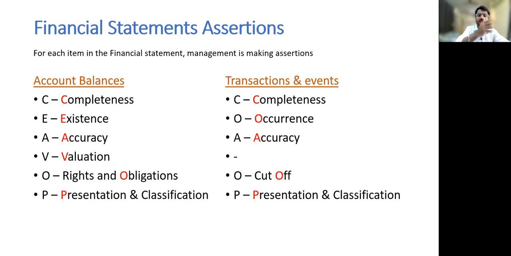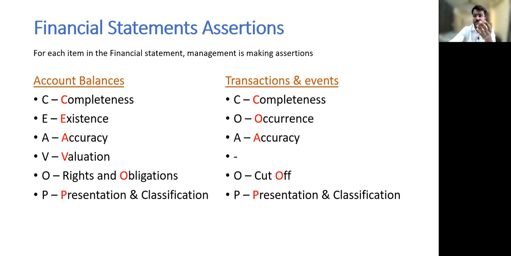It is similar to the completeness of balance sheet items, right? So completeness is the same. Next, occurrence. Occurrence is similar to existence. Your balance sheet items, we were checking, right, that whatever has been recorded in the balance sheet, whether that actually exists or not, you were checking that.